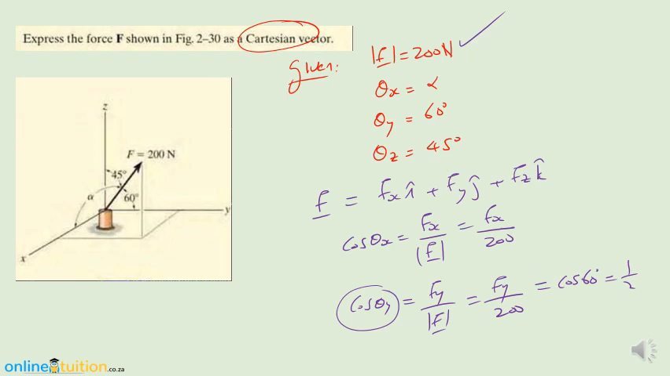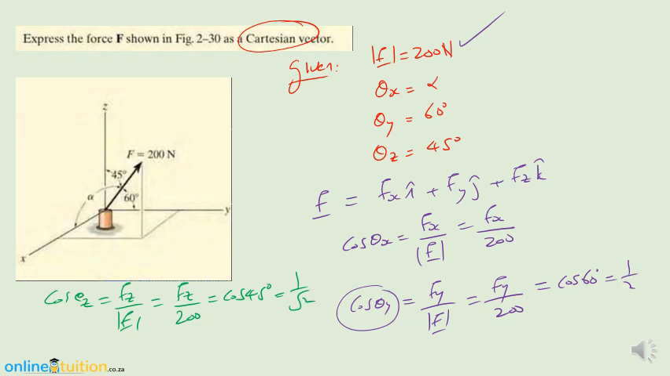And then the last one, cos theta z. You can see where this is going. Now it's becoming a boring problem. Cos theta z is Fz over the magnitude of F, so you have Fz all over 200. But what is cos theta z? That's cos of 45 degrees, which you will remember from school is 1 over root 2. So take a quick look.